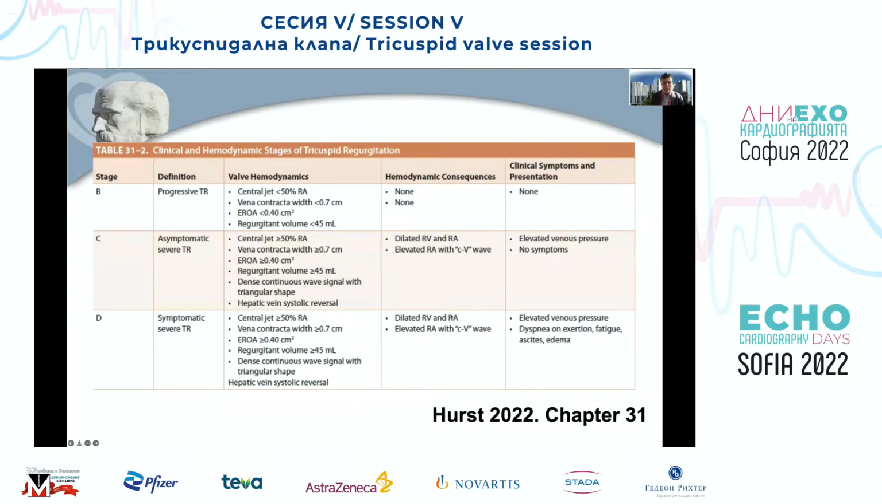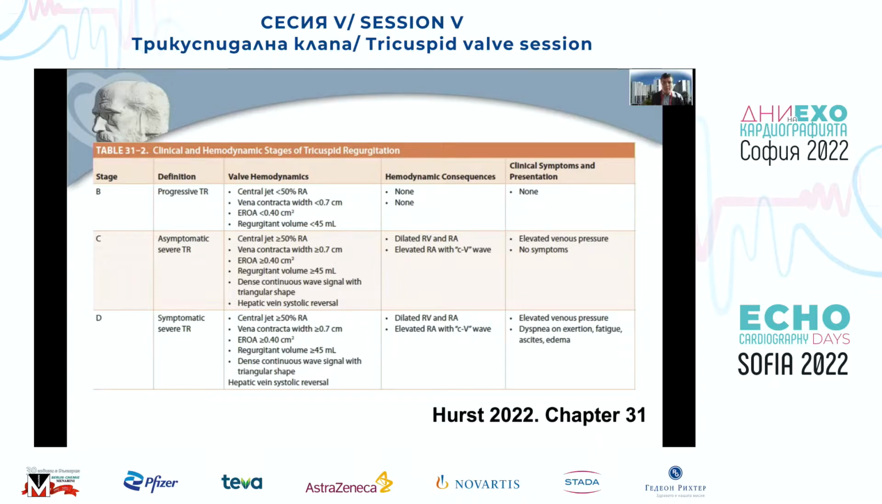Let me share with you the classification of the different stages of tricuspid regurgitation that is coming from progressive TR to asymptomatic severe TR or symptomatic severe TR. And this is a graph that will appear in the Hurst book. It's a chapter that we wrote for this book and will appear this year. Well, you can see that the valve hemodynamics is different in the 3 stages.